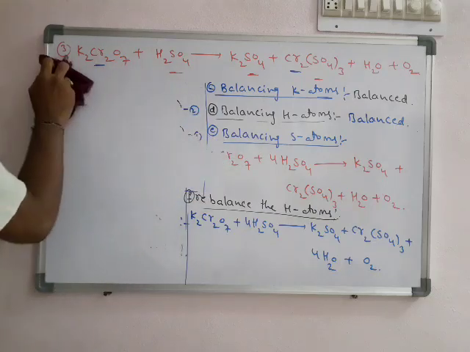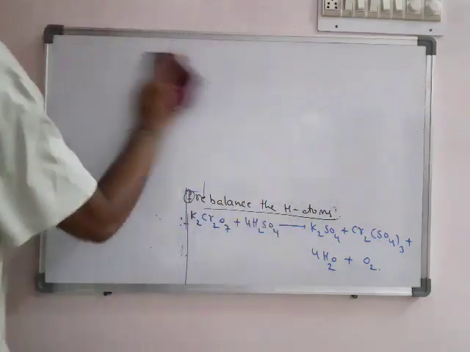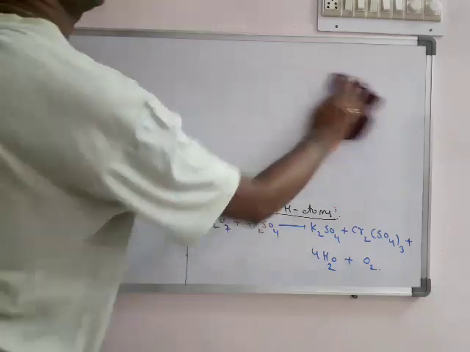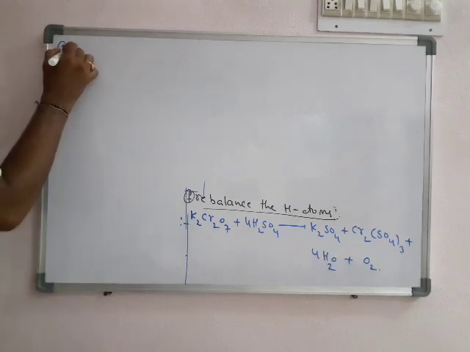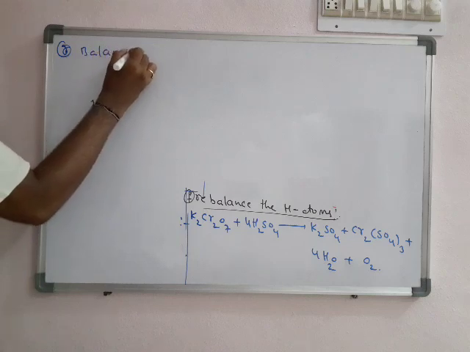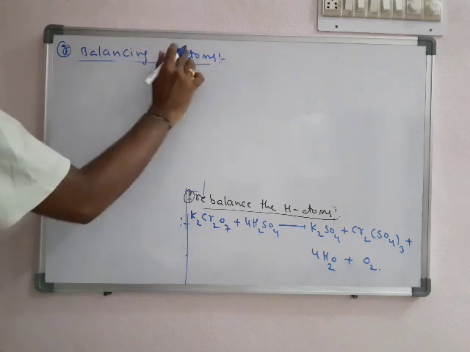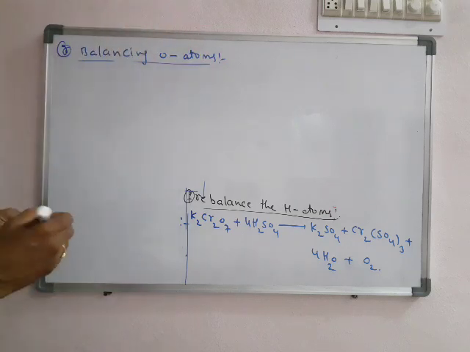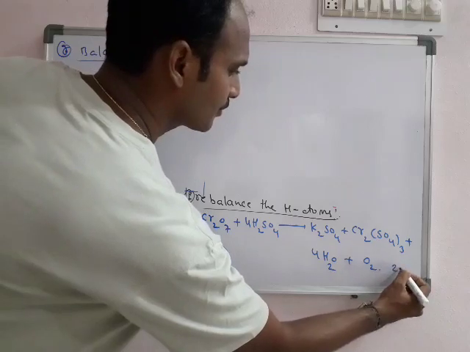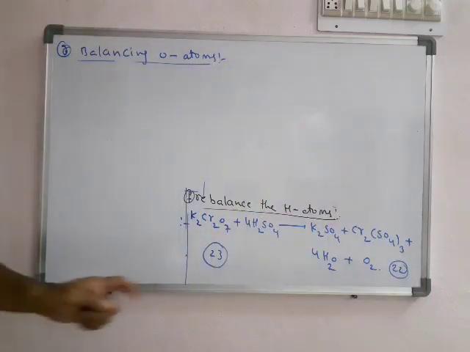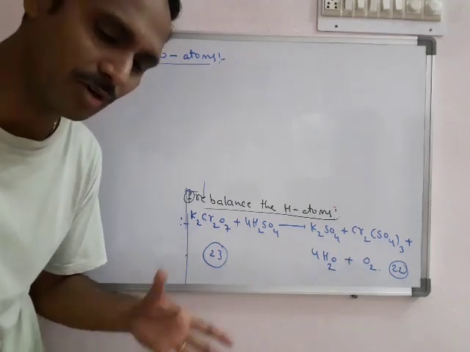Now, what is the next step? Balancing oxygen atoms. So what do we do? Here how many oxygens are there? 23 oxygens. Here 22 oxygens. Please don't skip mentioning these numbers; write 23 oxygens clearly, because otherwise it becomes a problem for you later.